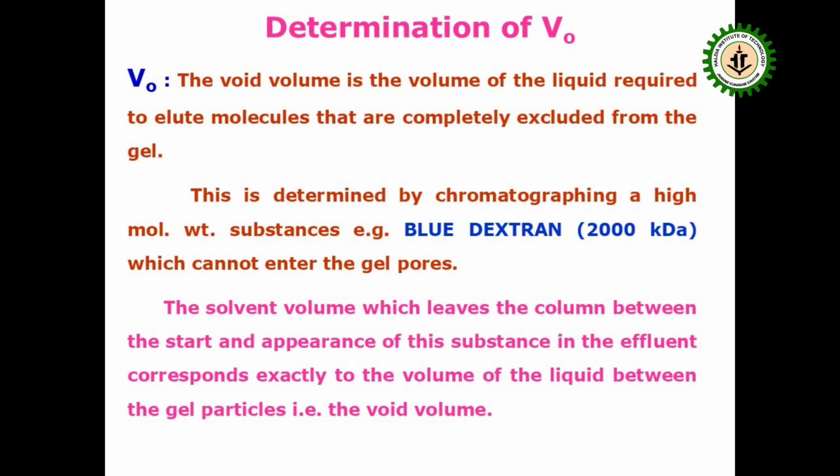So when we measure the void volume, we will measure the elution time, and then which volume it will take to elute the high molecular weight blue dextran from the gel filtration column.